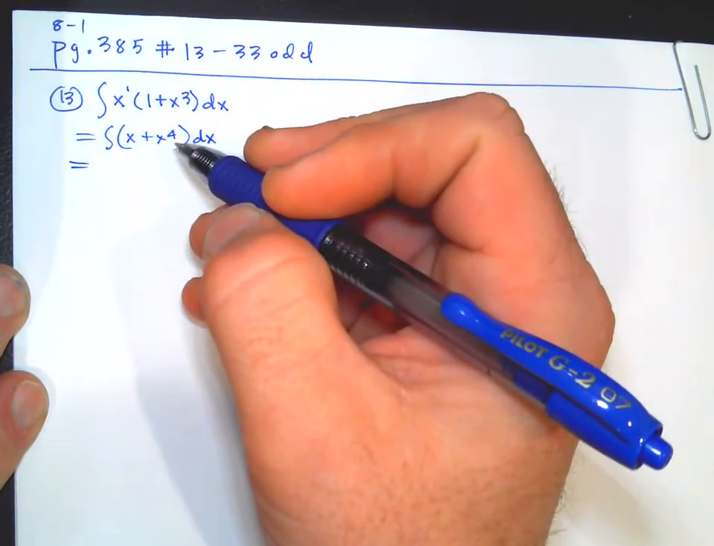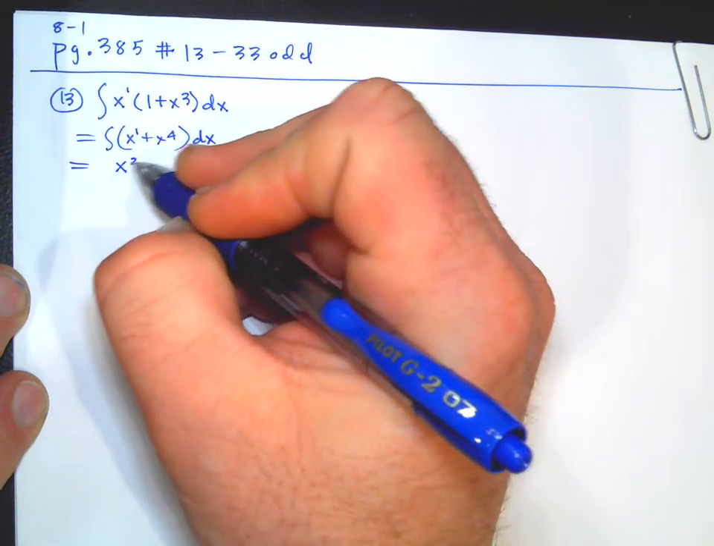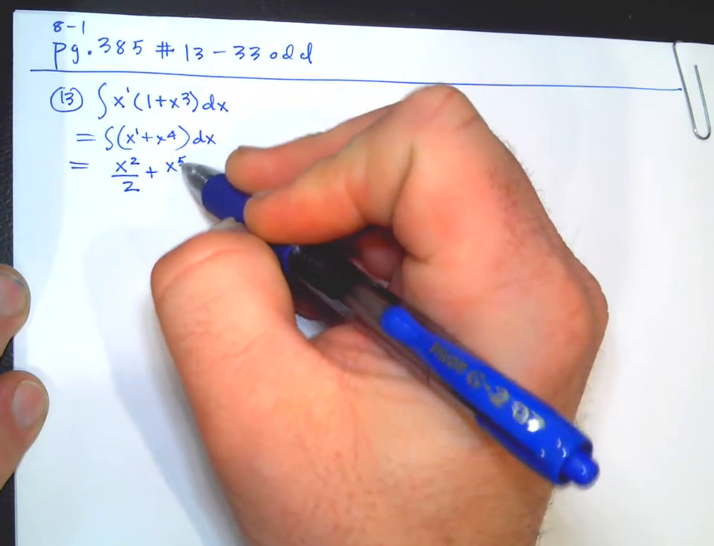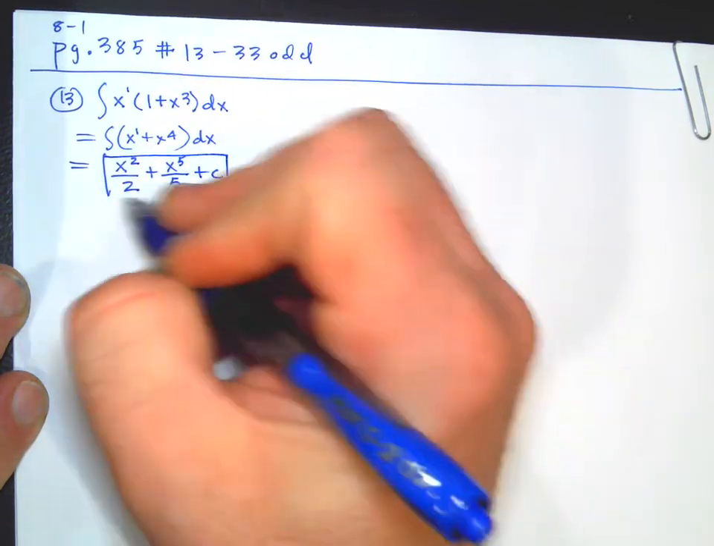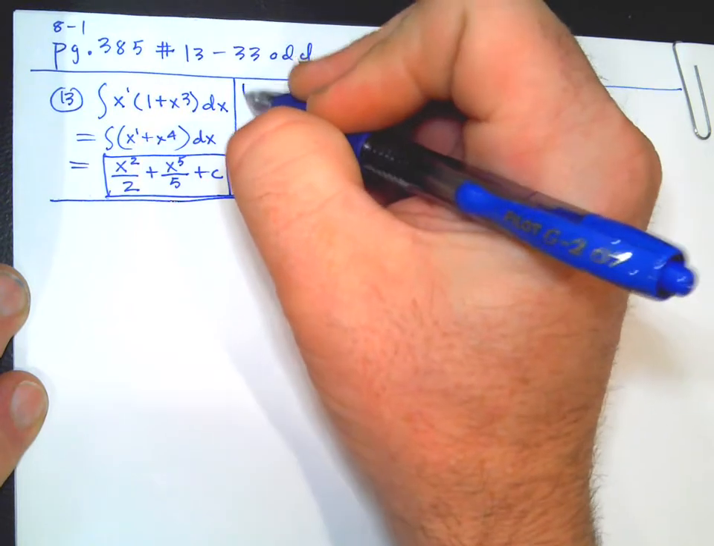Now we want to go backwards. So this is x to the first, so it's power rule backwards. You add 1, divide by the new exponent, right? Bump it up 1, divide by the new exponent. Plus c has to be on every answer. That's it. That's 13. Okay, 15.